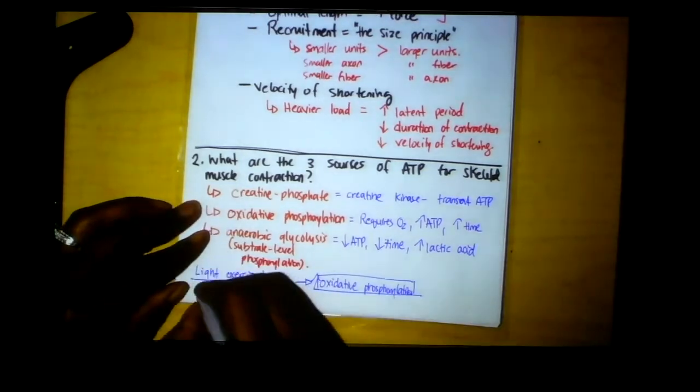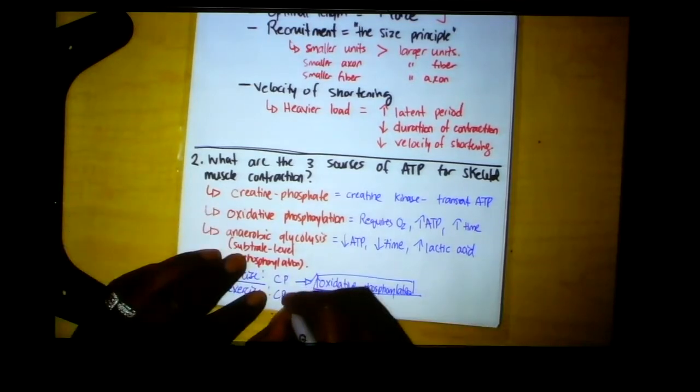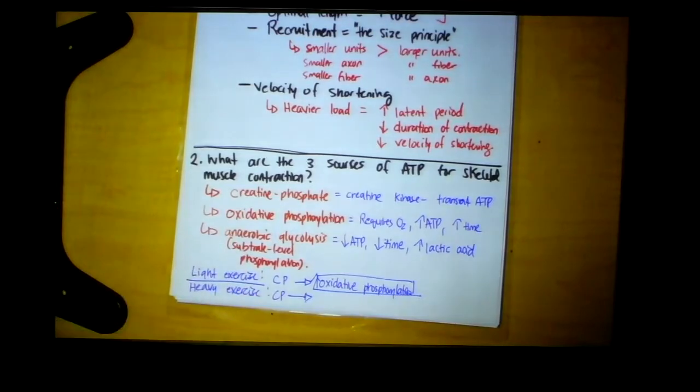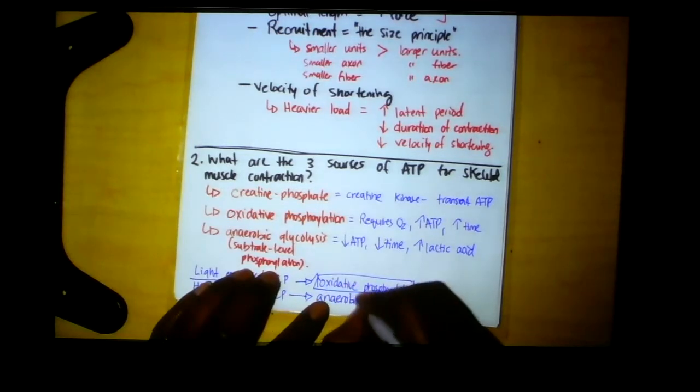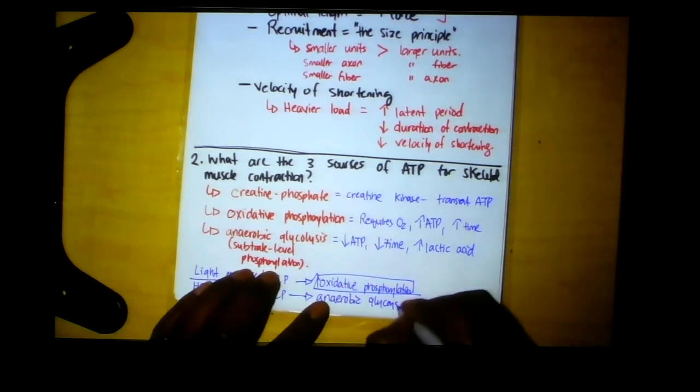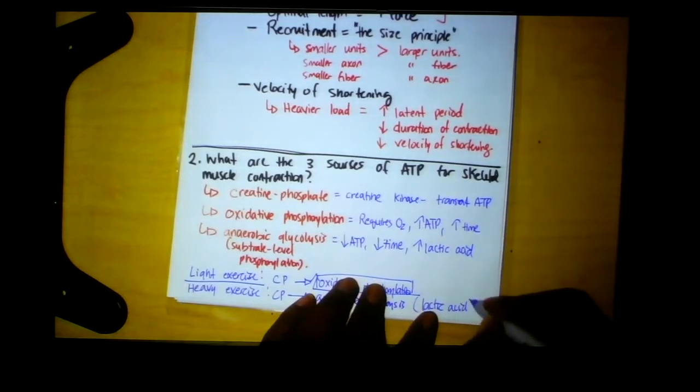What about heavy intensity exercise? We, again, start with creatine phosphate, but then where do we go from there? Can we maintain oxygenation? No, we can't maintain ventilation, so we don't tap into oxidative phosphorylation as much. What's the main source here? Anaerobic glycolysis, right? And then that's going to give us lactic acid. Remember that as a byproduct.